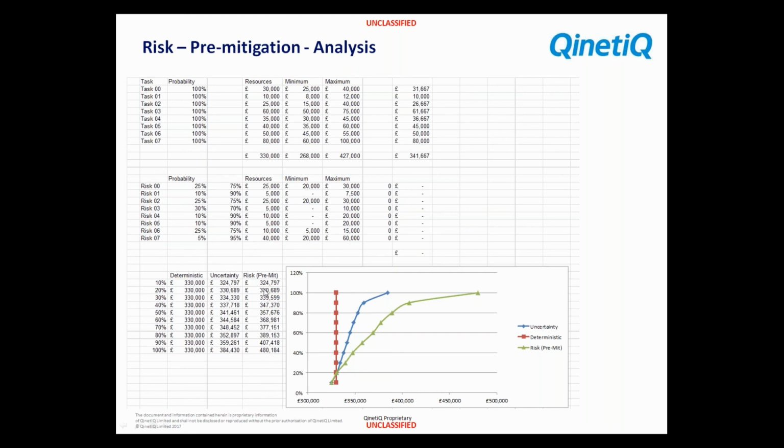We've plotted the risk which is pre-mitigated, and we've plotted it in green on our chart. Again, we now have a deterministic answer in red, the uncertainty around our baseline in blue, and our pre-mitigated in green.